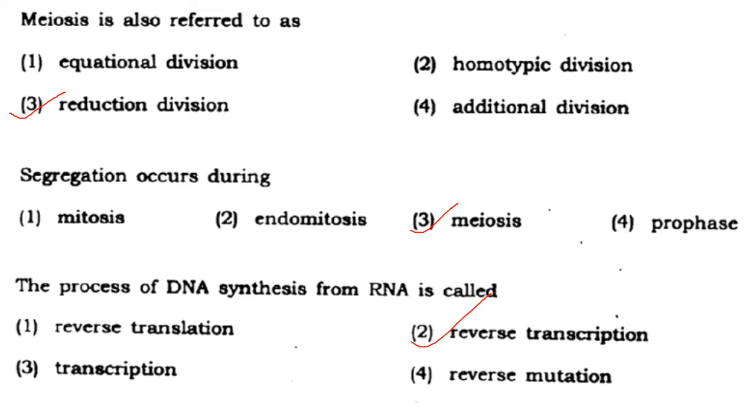Next one. Meiosis is also referred to as option 1 equational division, 2 homotypic division, 3 reduction division, 4 additional division. Answer is option 3 reduction division. Segregation occurs during option 1 mitosis, 2 endomitosis, 3 meiosis, 4 prophase. Answer is option 3 meiosis. Next one. The process of DNA synthesis from RNA is called option 1 reverse translation, 2 reverse transcription, 3 transcription, 4 reverse mutation. Answer is option 2 reverse transcription.